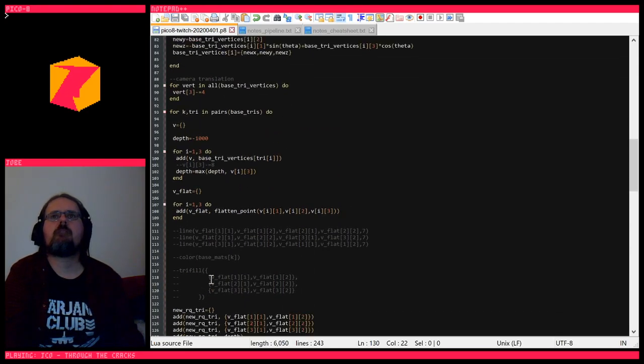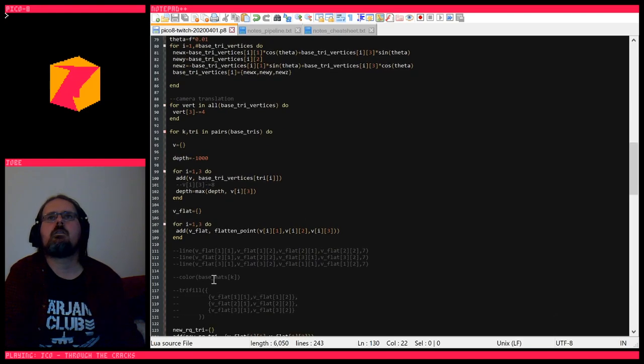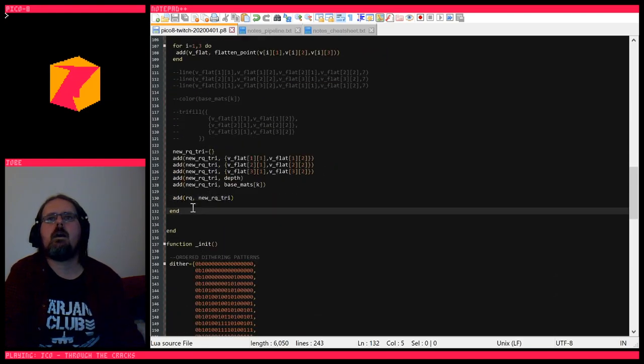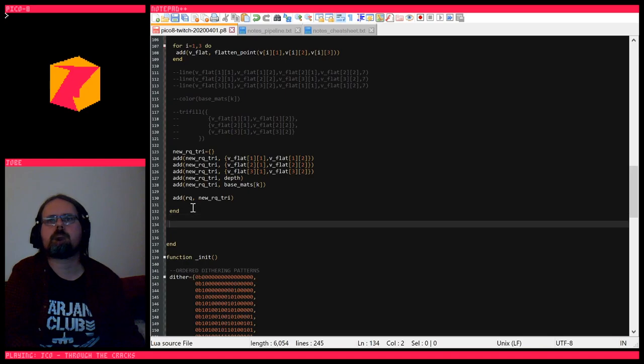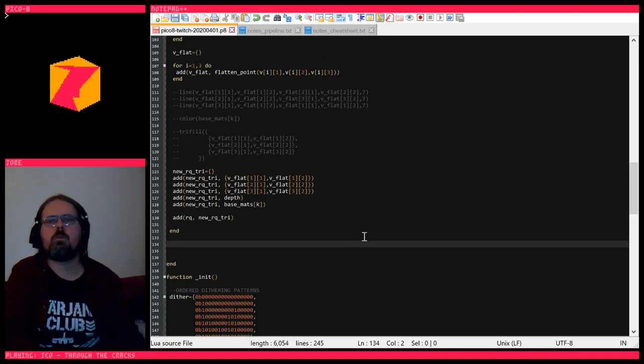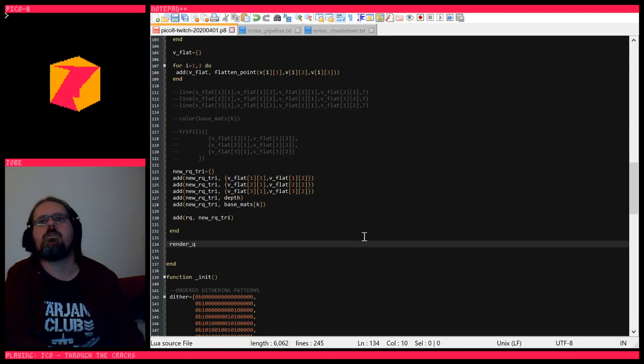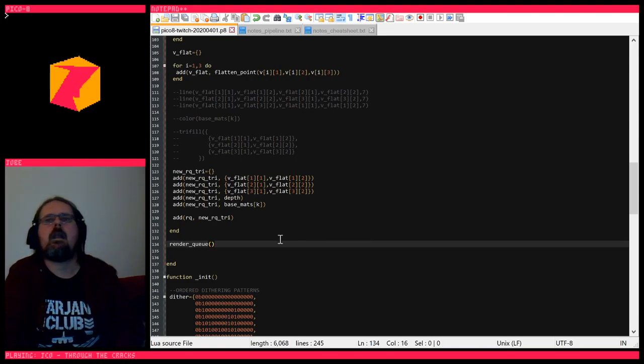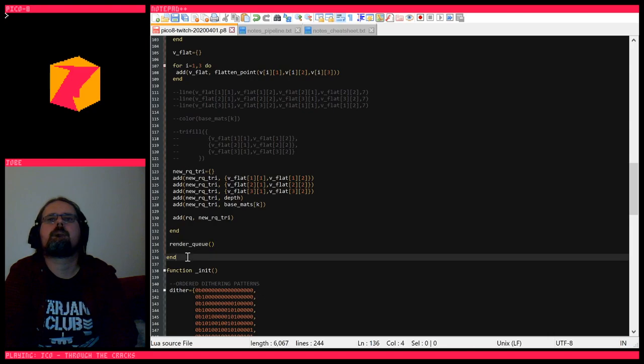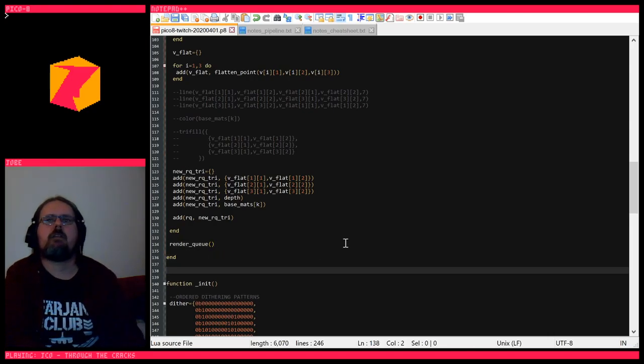Next thing, after we've gone through all of that, we're going to be calling another function that we're going to be calling render queue. Now, let's define that function.